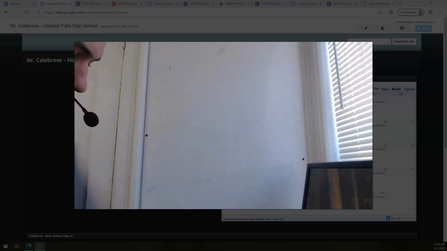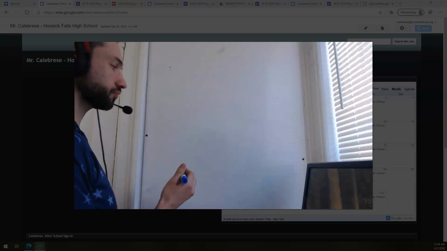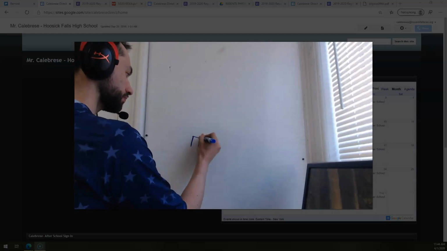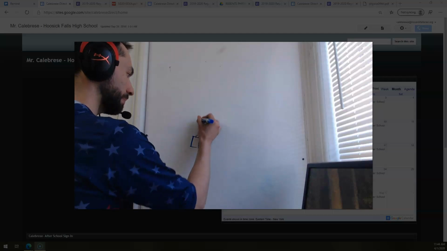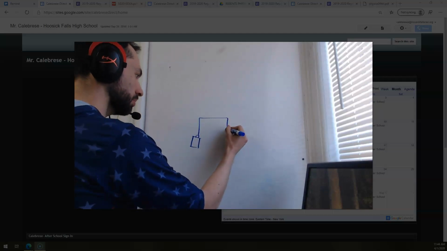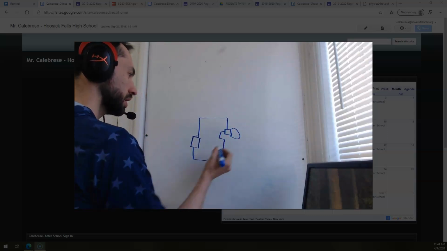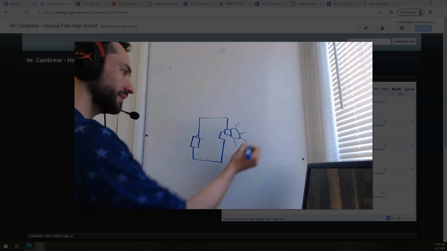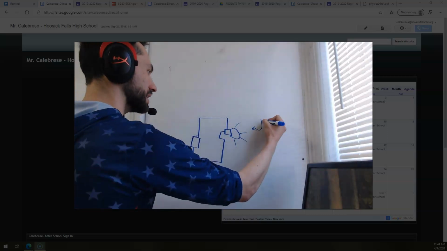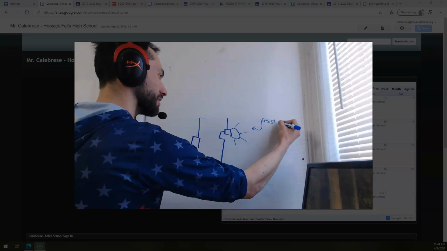All right, but we have a circuit that's made up of a battery, and that battery is connected to, say, a light bulb. And this light bulb will shine. And this light bulb is an example of something that has resistance.